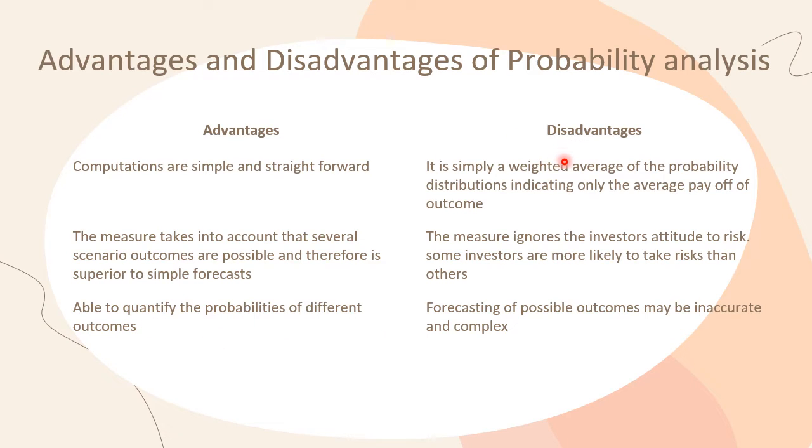And then the disadvantage of this analysis is that it is a simple weighted average of the probability of outcomes, indicating only the average payoff of the outcome. It also ignores the investor's attitude towards risk, because some investors are willing to take higher risk as compared to others. And the forecasting of possible outcomes may be inaccurate and complex. So how do you determine, like, 20% that recession becomes boom, or 10% that the economy is becoming recession? Those kinds of forecasting may contain some inaccuracy, because it is a complex situation.